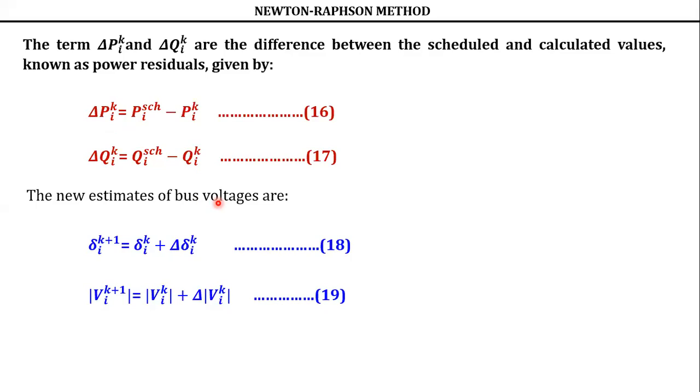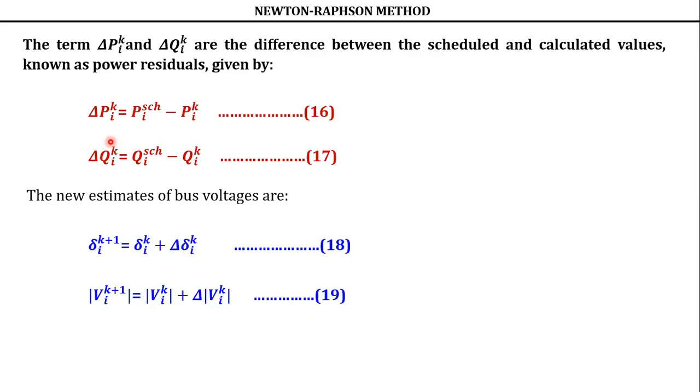So depending on that accuracy, you have to check this delta Pik less than or equal to epsilon, delta Qik less than or equal to epsilon. This is what you have to check. So if it is less than or equal to epsilon, then stop the iteration count, then find out the slack bus power, like how we have done in Gauss Seidel.